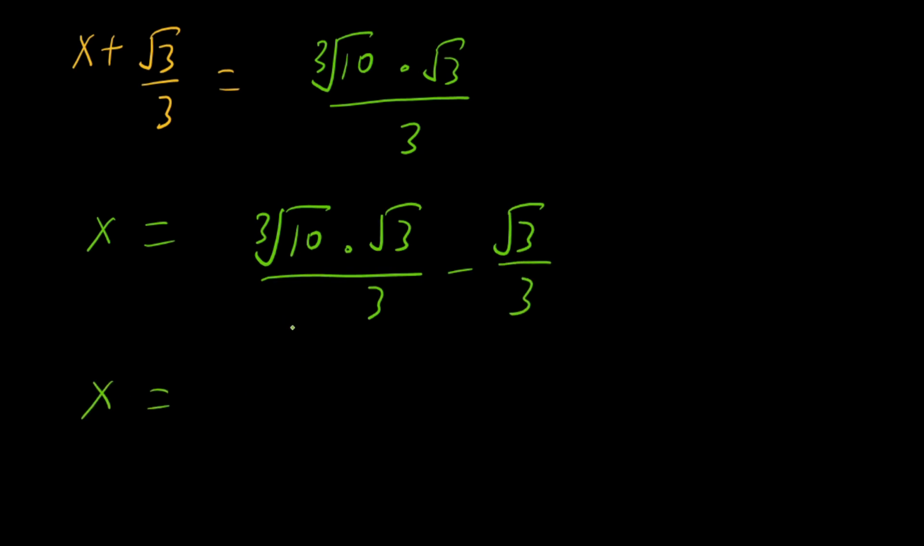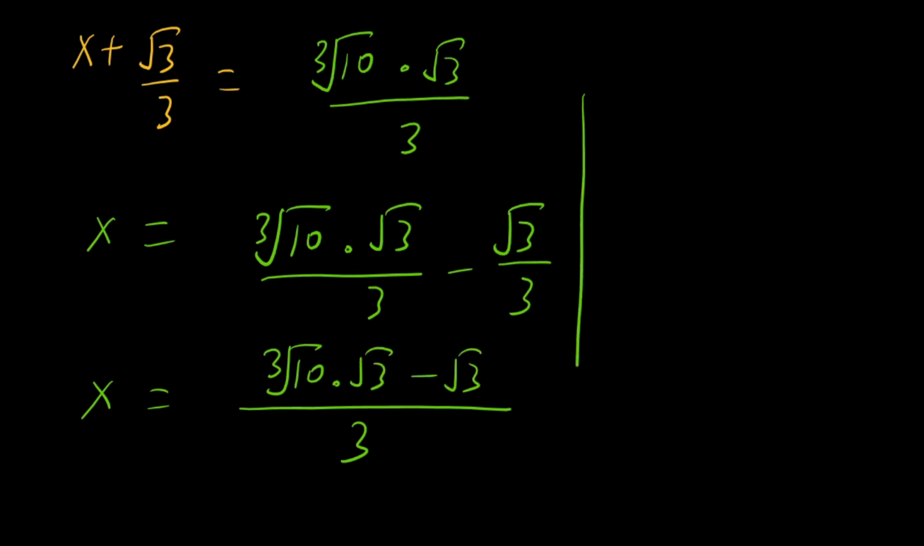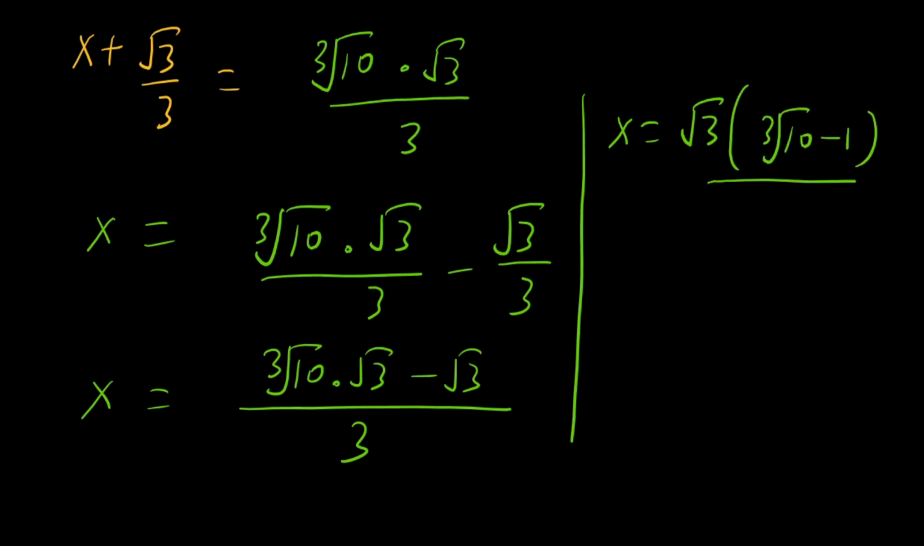Then x is equal to, here the common denominator is 3, then in the numerator the difference of the numerators, that is cube root of 10 times √3 minus √3, and the value of x is, in the numerator if we take √3 common, then here (cube root of 10 minus 1) over 3. This is our final answer.